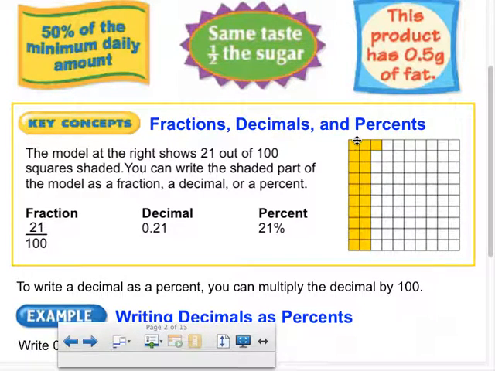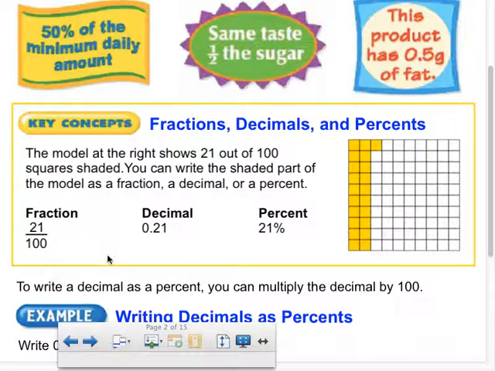So if you take a look, we have 2 columns. How many are in each column on a 10 by 10? There's 10. So I have 2 columns, which would mean I have 20 plus this extra 1, 21%. Okay, as a fraction it is 21 over 100.